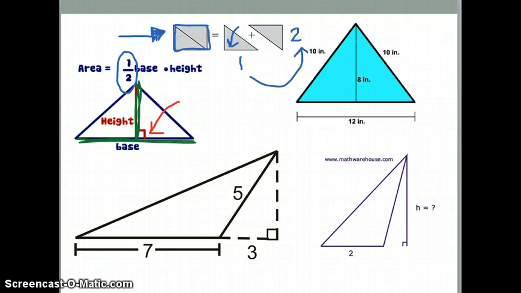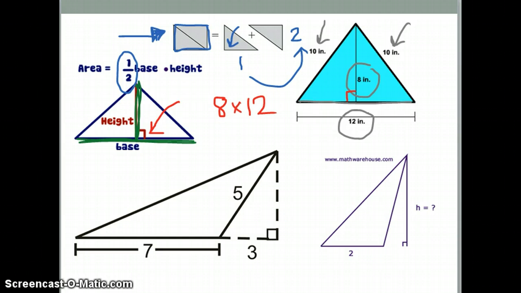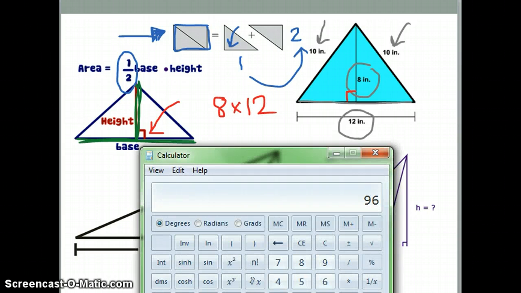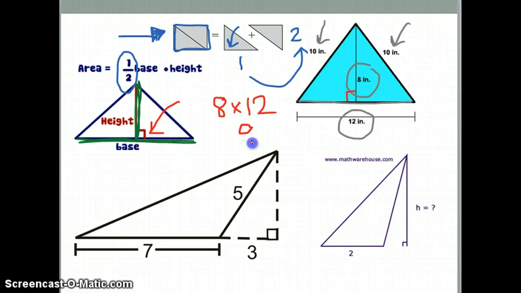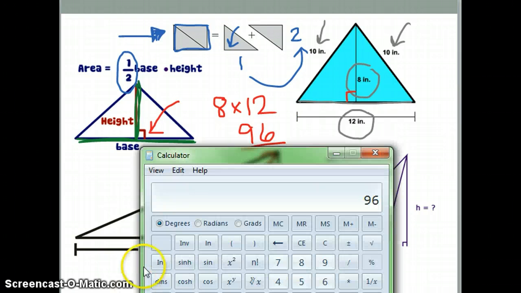We're going to look at the top teal triangle first. So we have a lot of different dimensions. We have a 12 that's on the bottom here. We have an 8, and then we have two 10s. Well, the 10s are slanted. They don't form a 90-degree angle, so we don't actually want to use them. You can see that the 8 and the 12 form that 90-degree angle. So I'm going to do 8 times 12 to get 96. And then I'm going to take half of it, or I'm going to divide by 2. So 96 divided by 2, I get 48.